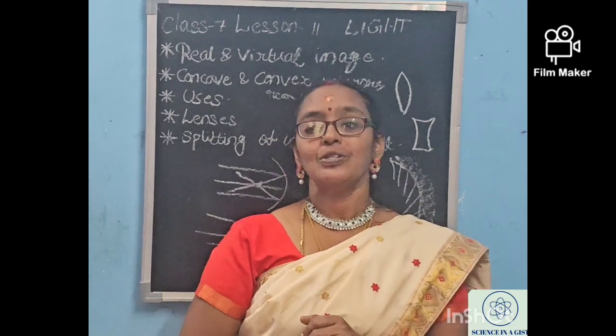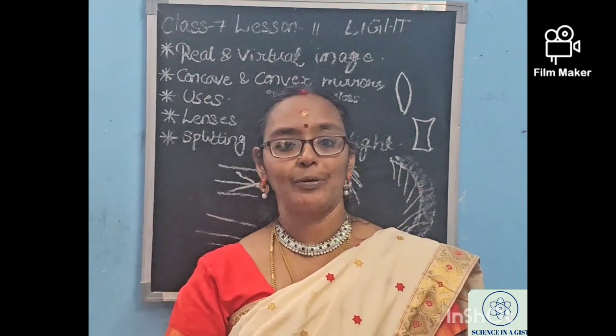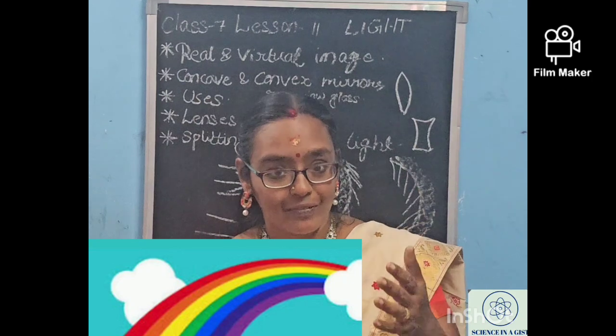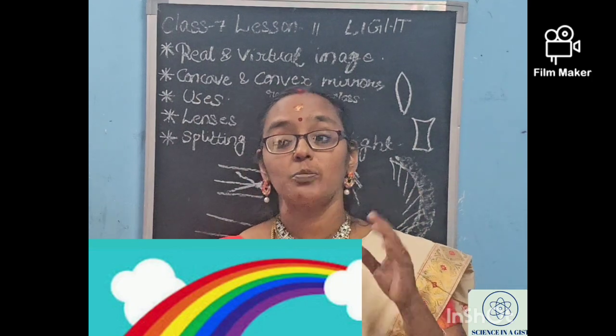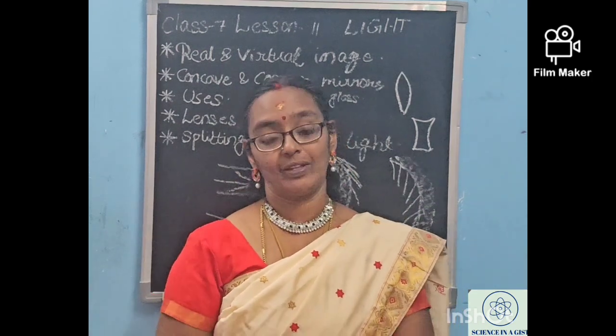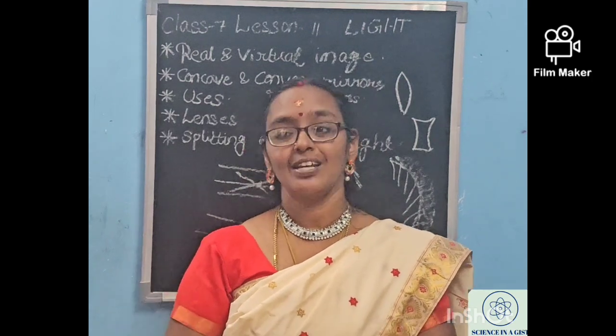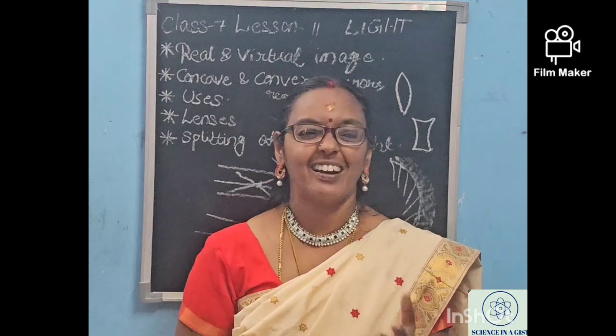light. Okay, rainbows, have you seen? In rainbows, we can see almost 7 colors. Actually, the splitting of this white light into 7 colors is called what? Dispersion of light. All these you will learn in detail in the 10th standard. We are just having a glance at these.